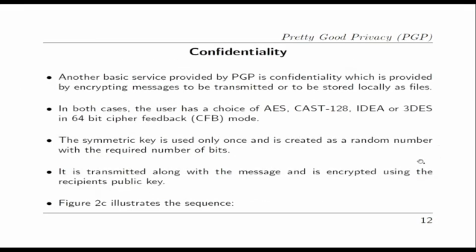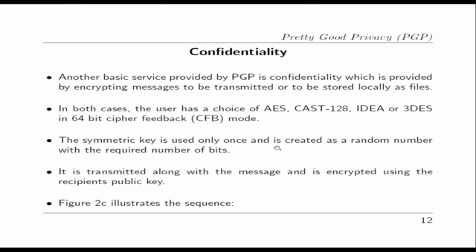Another basic service provided by PGP is confidentiality, which is provided by encrypting the message to be transmitted or to be stored locally in a file. So PGP can be applied as a file storage mechanism. In both cases, the user has to choose AES, CAST-128, IDEA, or triple DES, in 64-bit CFB mode of operation.